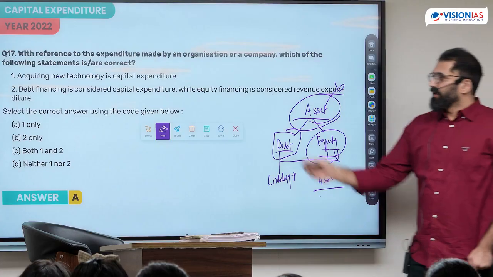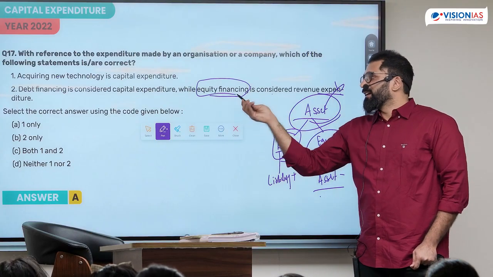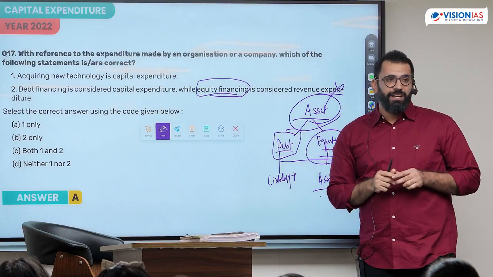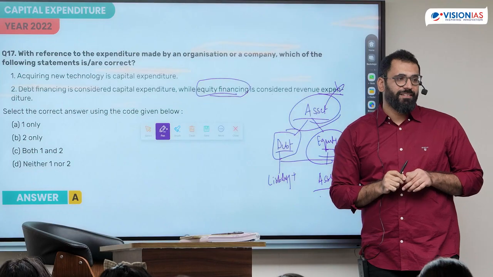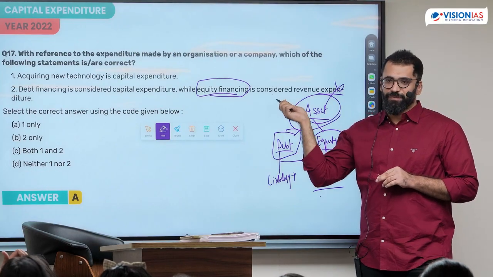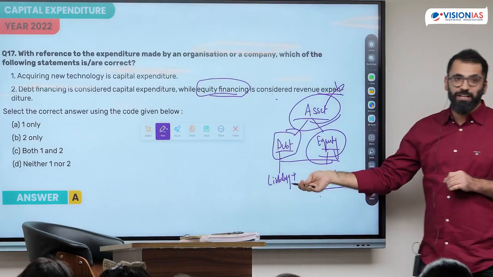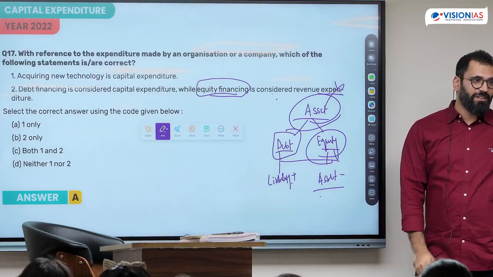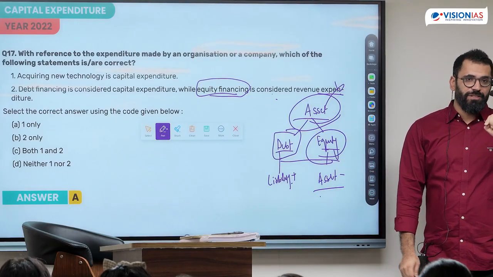Is it clear? Also, equity financing or even debt financing, is it expenditure or receipt? It's a receipt. That way also it's incorrect. Debt financing is taking a liability. I'm taking in money. This is a capital receipt, not a capital expenditure.